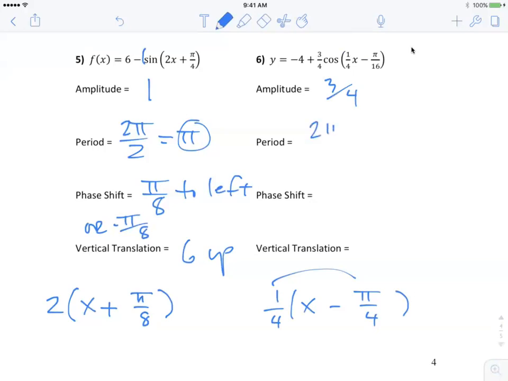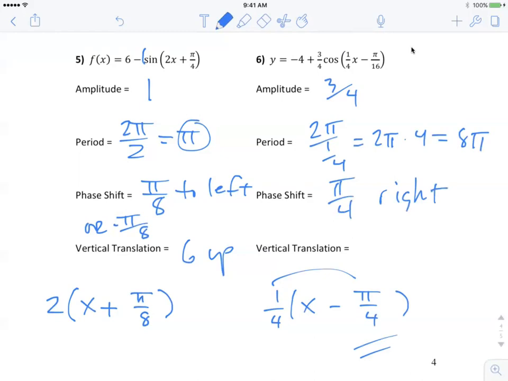Period 2 pi divided by 1/4, which is 2 pi times 4, 8 pi. Phase shift, I've got it now. Pi over 4 to the right. And then vertical translation, 4 down, or -4 if you prefer. Okay, and there we have it.